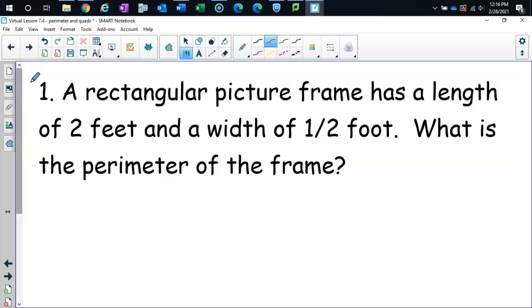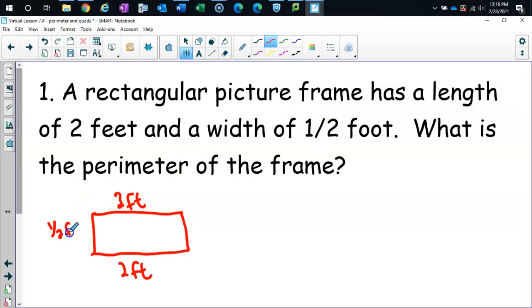All right, this needs to be put on paper, okay? A rectangular picture frame has a length of 2 feet and a width of 1/2 foot. What is the perimeter? Well, what should you do first? Draw a picture, okay? It has a length of 2 feet. So the length is the longer side. That's 2 feet. So this is also 2 feet. Guys, label all the sides. And a width of 1/2 foot. So this is 1/2 foot and 1/2 foot.